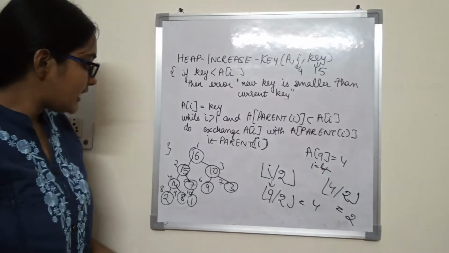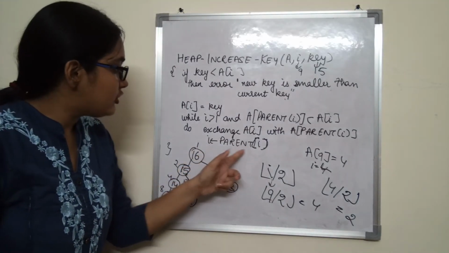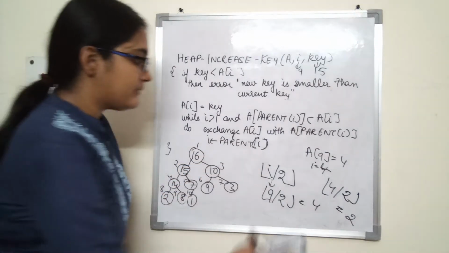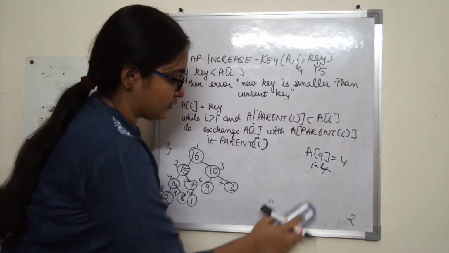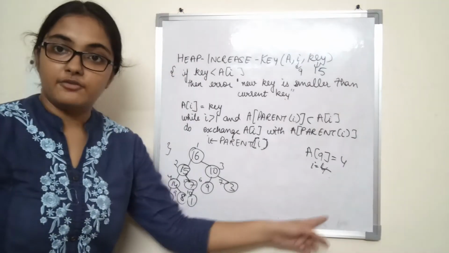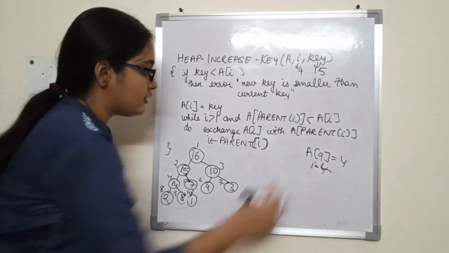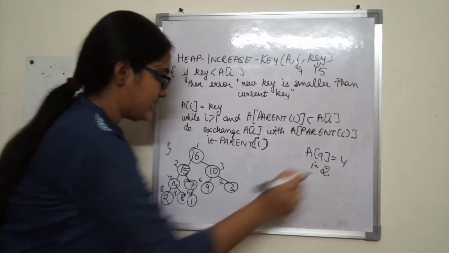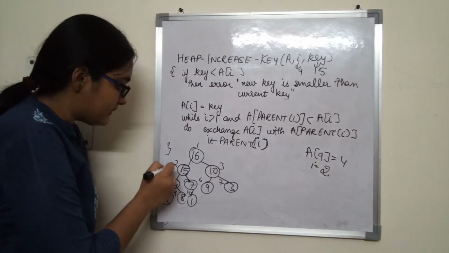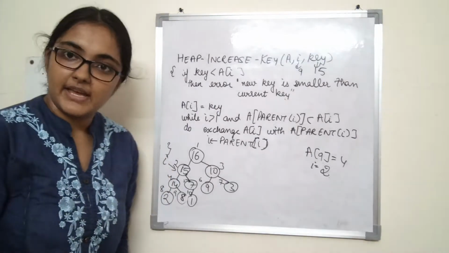Now what we do, i is equal to parent of i. What is parent of i? i is 4 and parent of 4 is 2, right? So i is equal to parent of i. Parent of i is 2 now. So i now becomes 2, right? i now points here, right?